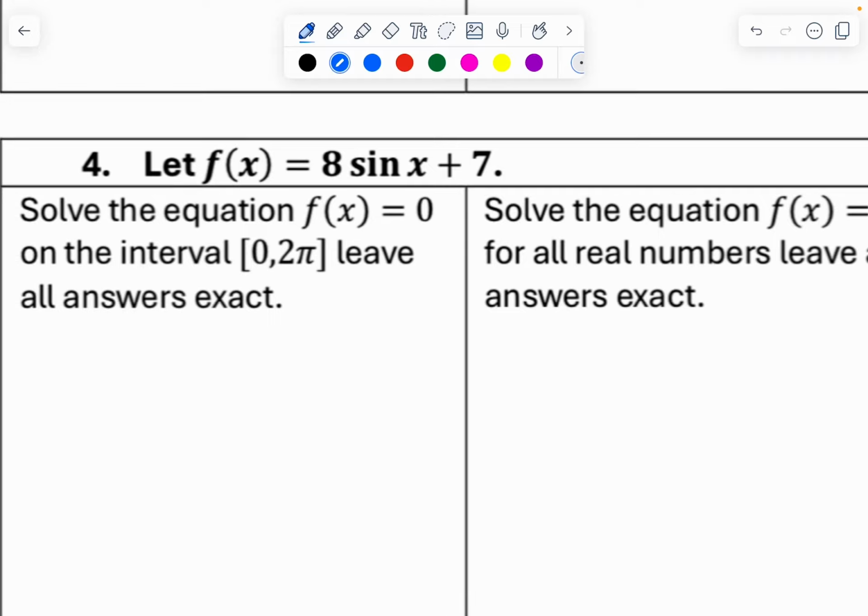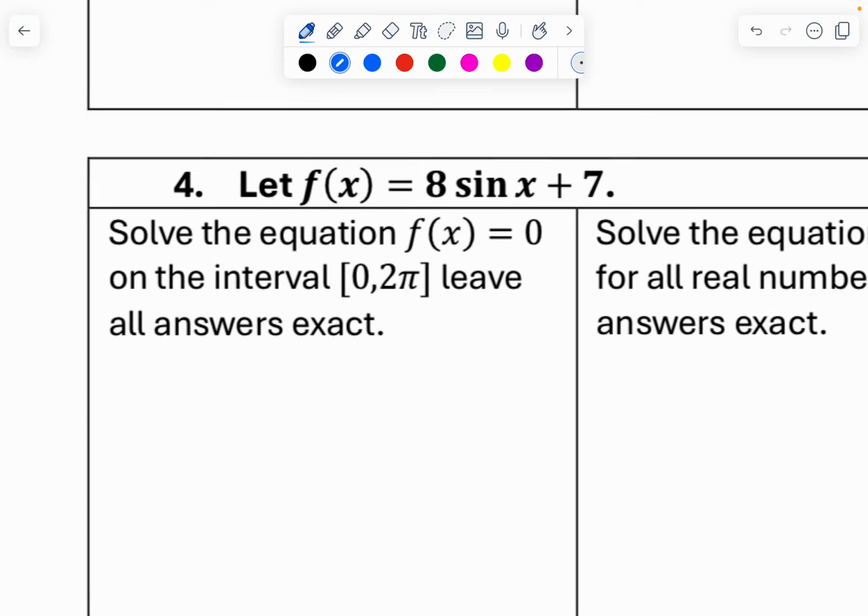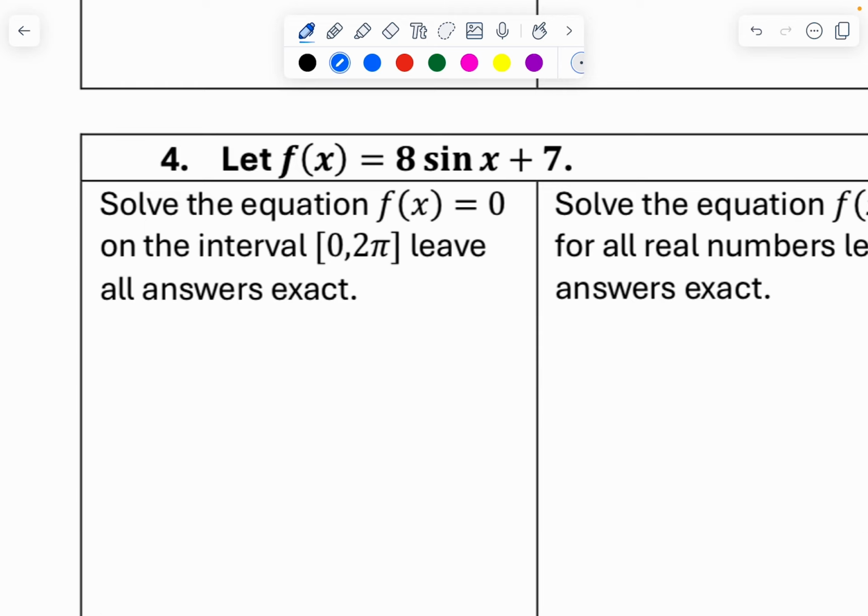What's happening in this one is they're asking us to solve something that is not unit circle friendly. I took a screenshot. Sorry if it's a little bit blurry. I was working off of a screenshot.